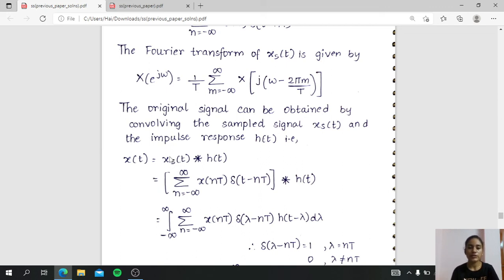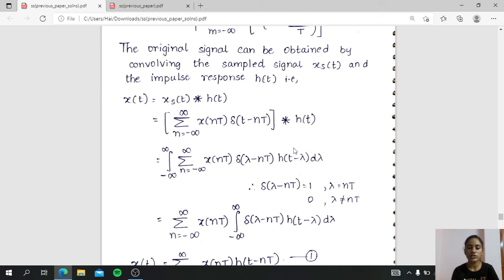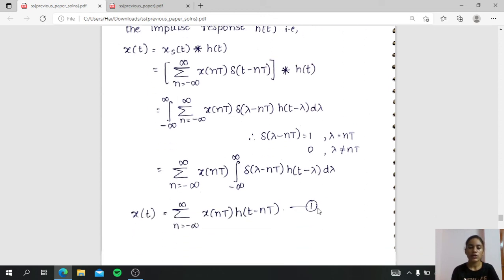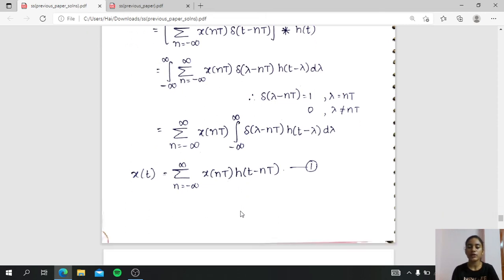You know your xs of t equation, so substitute it here. Now performing the convolution, you get this step, where delta of lambda minus nT is equal to 1 for lambda equal to nT and 0 for all other values. So you obtain this step. Now you need to obtain h of t minus nT. For this we need to know the frequency response of the low pass filter.